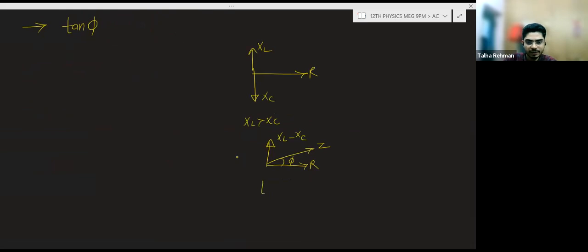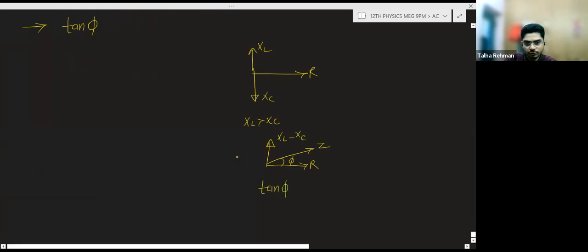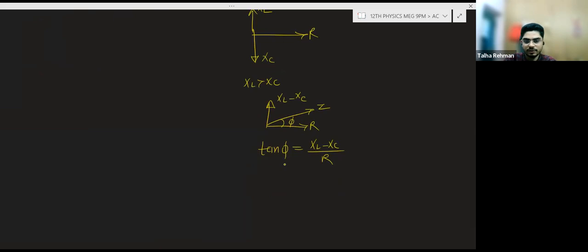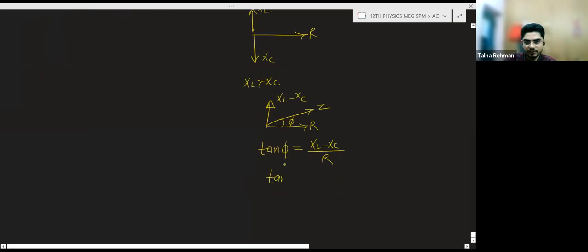Now if you calculate tan phi, you will get XL minus XC divided by R. I have told you in the last class how to get this phi. We complete this triangle, and this XL minus XC will be the perpendicular of the triangle, and R is the base of the triangle. So again and again I will not tell. So this is tan phi.